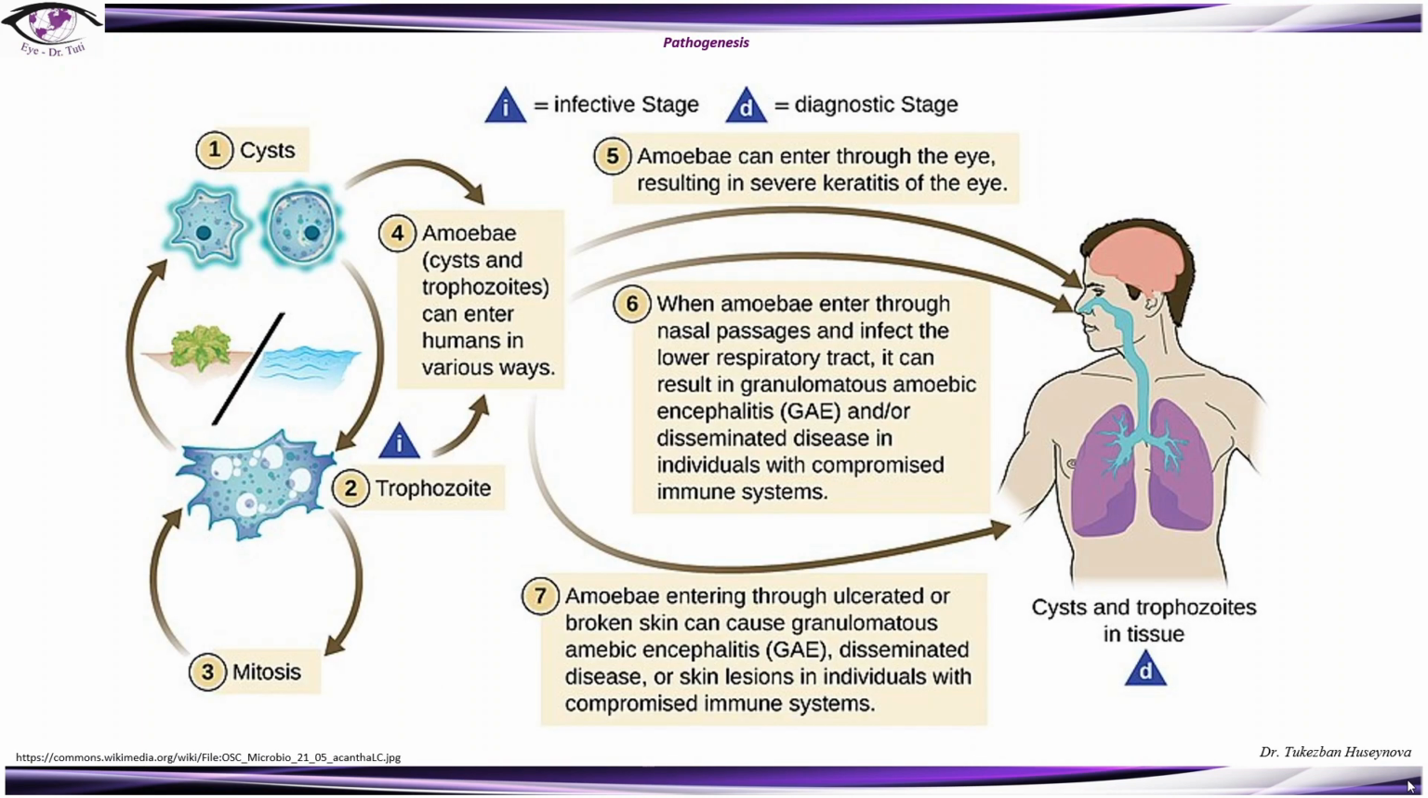Pathogenesis. So amoeba can enter humans in various ways. When it enters through the eye, it can result in severe keratitis of the eye. In case of entering through the nose, it causes the infection of the lower respiratory tract. But it can also enter through ulcerated or broken skin and cause granulomatous amoebic encephalitis, disseminated disease, or skin lesions in individuals with compromised immune system.